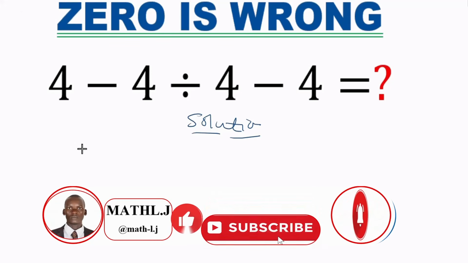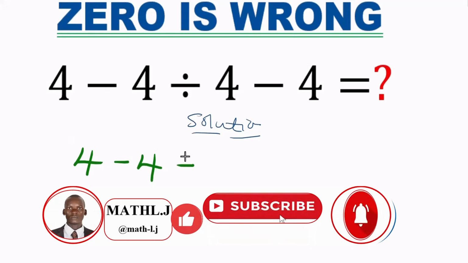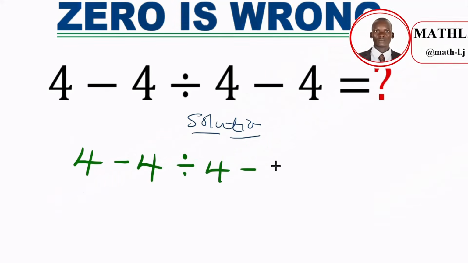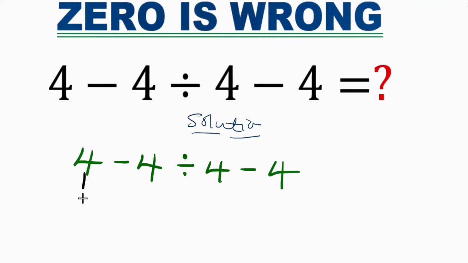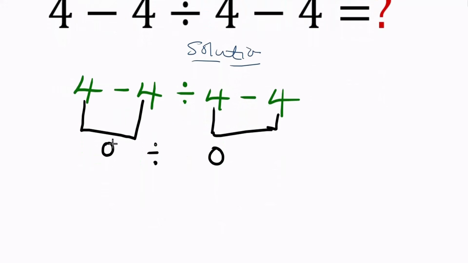So as we have 4 minus 4 divided by 4 minus 4. One could come and just get this 4, take away the 4 which gives a 0, then divided by, to get this 4 minus 4 which is a 0. And now if this person continues to get 0 divided by 0, this one gives a math error. It is impossible, and therefore this one makes the answer to be wrong. So the correct answer is not that.